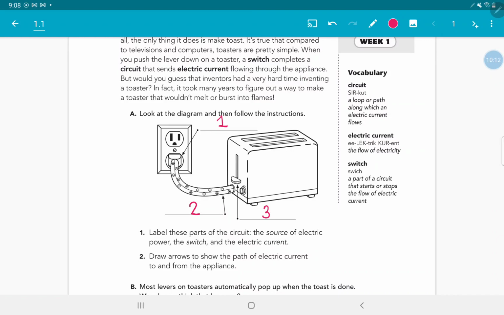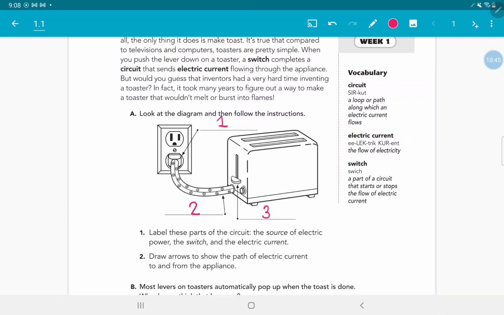Okay? Then you have the flow of electricity. Is that called the source of electricity, the electric current, or the circuit? What is the flow of electricity known as, Olivia? The electric current. Okay, very good. The flow of electricity is an electric current. And then the part of the circuit that stops or starts the flow of electric current is what, Kaden? That's the switch. Very good.